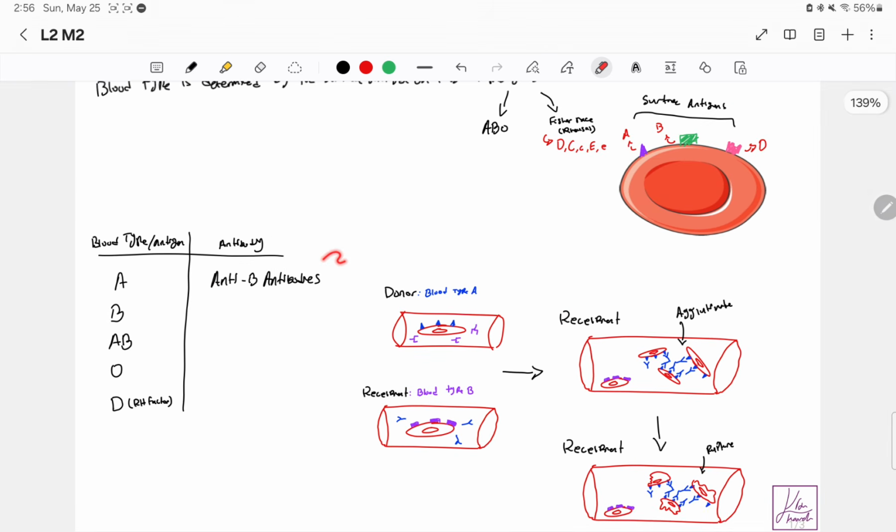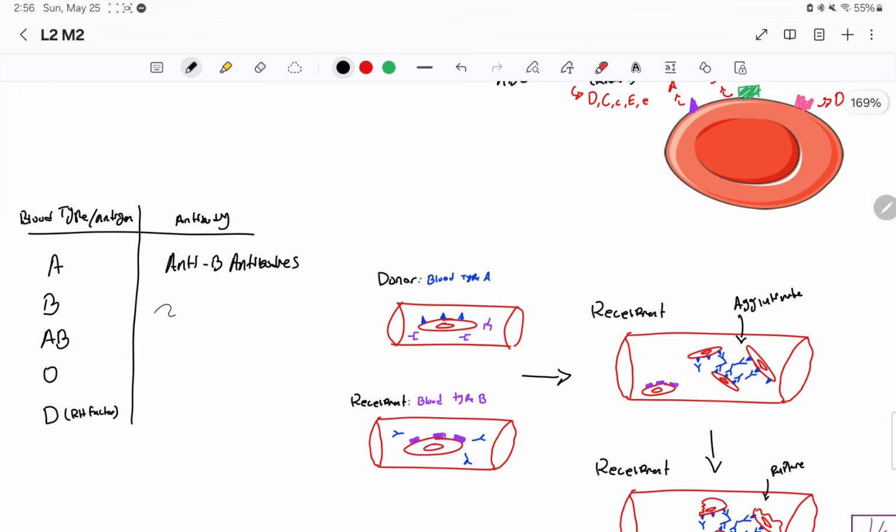And again, this is extremely related to what I was saying before, where I said that evolutionarily, we just didn't develop to transfuse blood, right? So this is a protective mechanism. What about B? Take a guess. Which antigen are they missing on the surface of their red blood cell? Well, they're missing A. So their immune system makes anti-A antibodies.